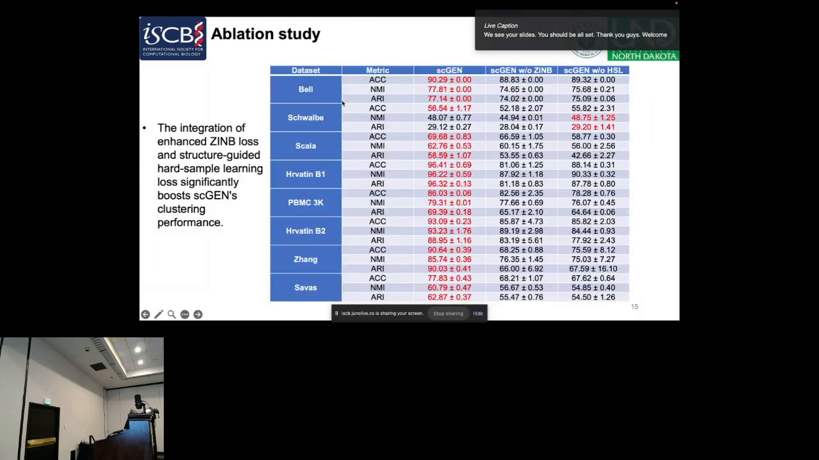To assess the contribution of each loss function to overall clustering performance, we carried out 3 variants: the complete scGEN, scGEN without the NB loss, and scGEN with hard sample loss only. The results show that the integration of these two loss functions significantly boosts scGEN's clustering performance.